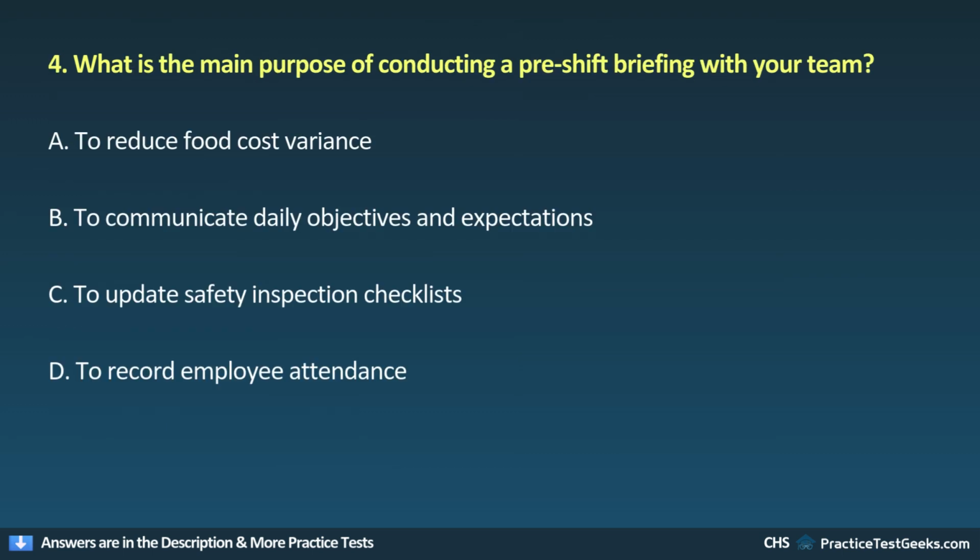4. What is the main purpose of conducting a pre-shift briefing with your team? A. To reduce food cost variance. B. To communicate daily objectives and expectations. C. To update safety inspection checklists. D. To record employee attendance.